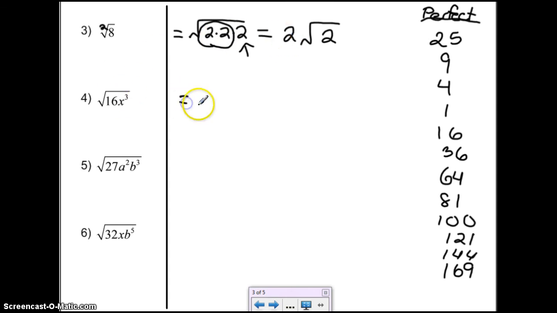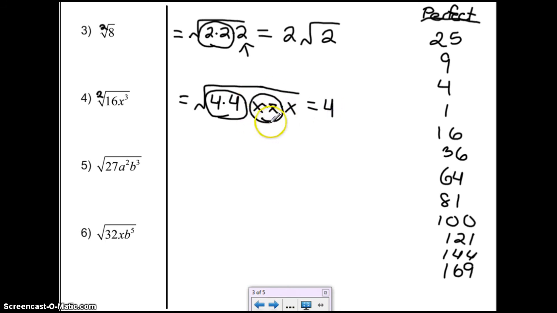Same on this one. 16. Well, 16 is a perfect square. It's right here. So 16 comes from 4 times 4. X cubed is 3 x's. All right, so since I'm looking for, again, the index is still a 2, so I'm still looking for a square root. I'm looking for two of a kind. 4 times 4 is 16. That's a perfect square, so I can take the root out. I have 2 x's. X times x, x squared, that's a perfect square as well, so I can take the root out. And then I have this leftover. Leftover has to stay on the inside.